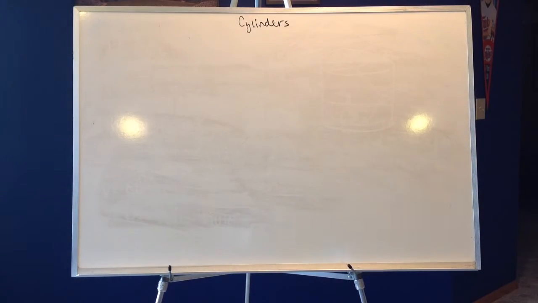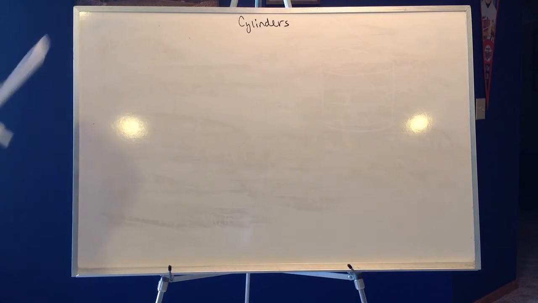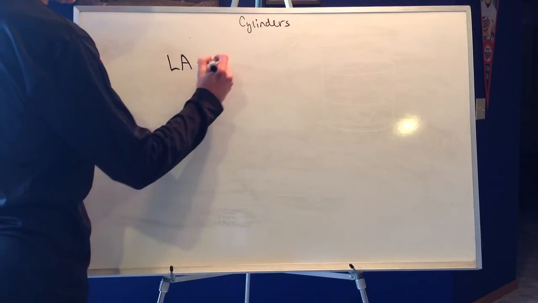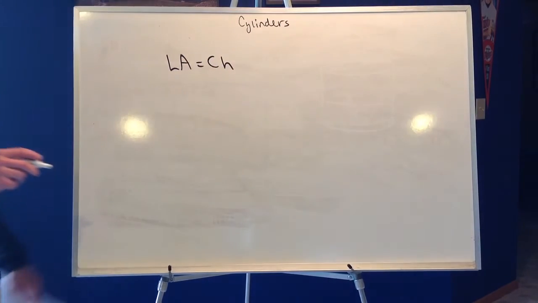All right, so for this one, it says if the lateral area of a cylinder is 126 pi and the height is 9 centimeters, find the radius. So we're working backwards to solve for the r. Okay, so they give us lateral area, which means we want to start with our lateral area formula, which is circumference times height.